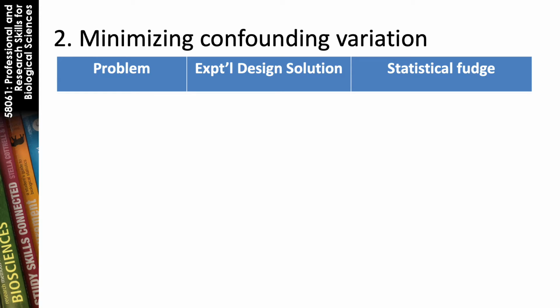And we're also going to go through potential statistical fudges that we can use to rescue an experiment that may not have properly considered how to minimise these problems.